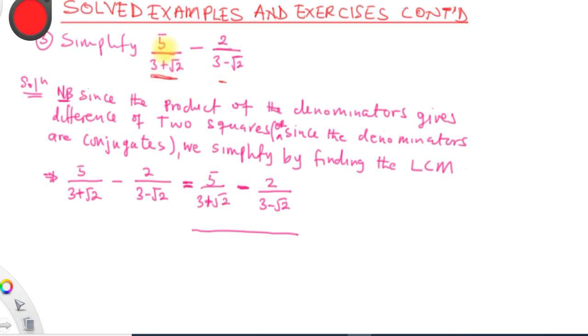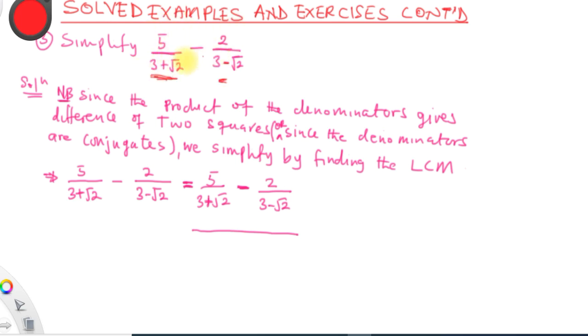Yes. So we realize that, look at this set. The denominator is 3 plus square root of 2, and this term also has the denominator 3 minus square root of 2. So this and this are conjugates.